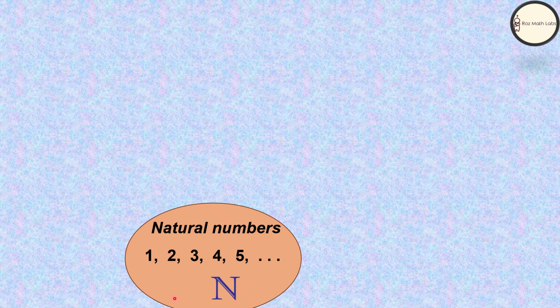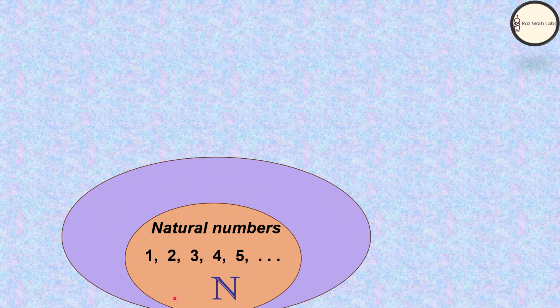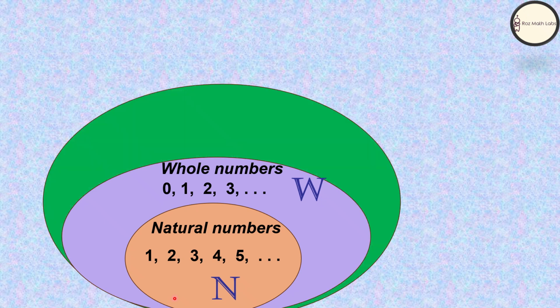To begin with, the smallest set of numbers, that is natural numbers or counting numbers, beginning from 1 onwards. Natural numbers are a subset of whole numbers. Whole numbers begin from 0 onwards till infinity. Whole numbers are further a subset of integers. Integers are negative numbers, 0, and positive numbers, but no fractions or decimals.